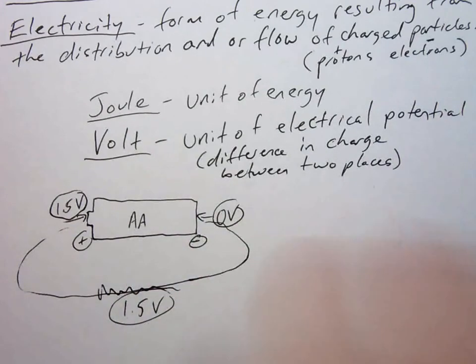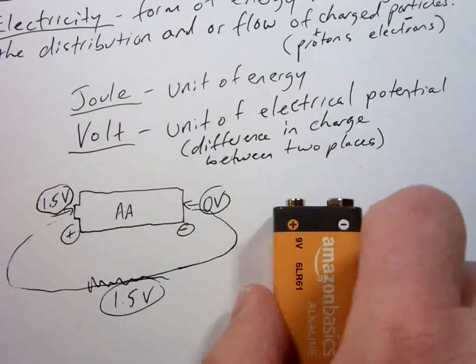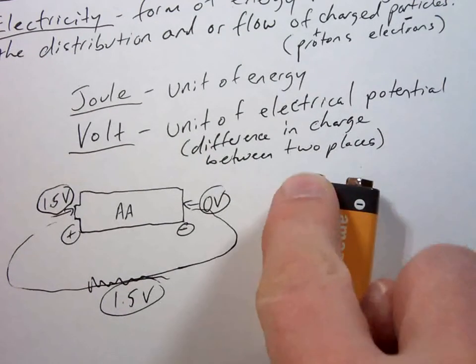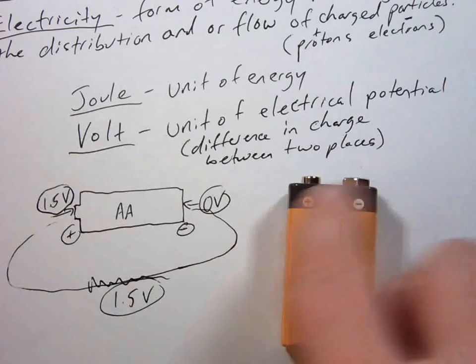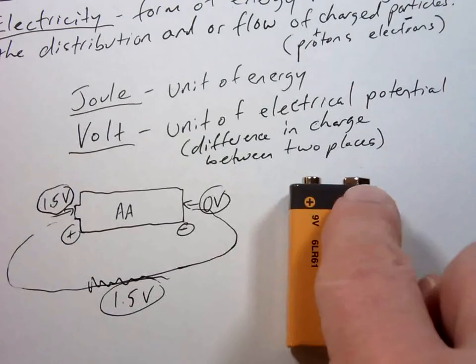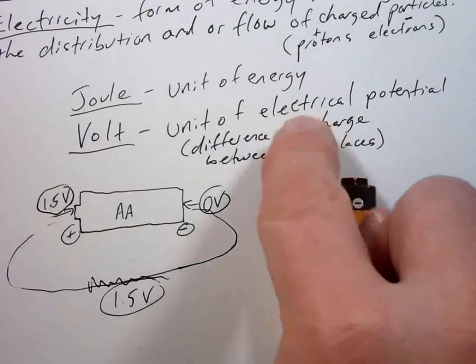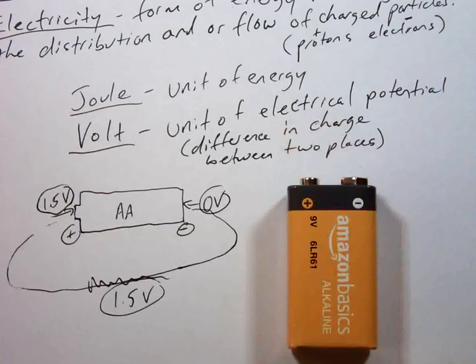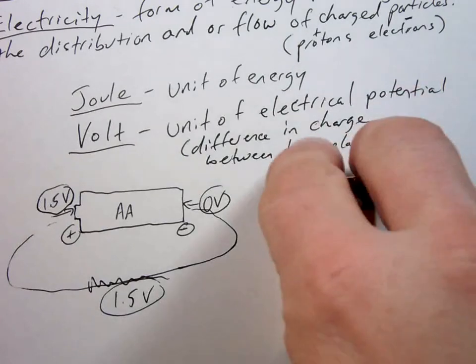Then a 9-volt battery, same song, different verse. Got a positive terminal and a negative terminal, but the positive terminal has 9 volts and the negative terminal has what? 0. Therefore, the voltage across, and anytime you talk about voltage, the next word in your mind should be the word across. The voltage across or between these 2 points is 9 volts.